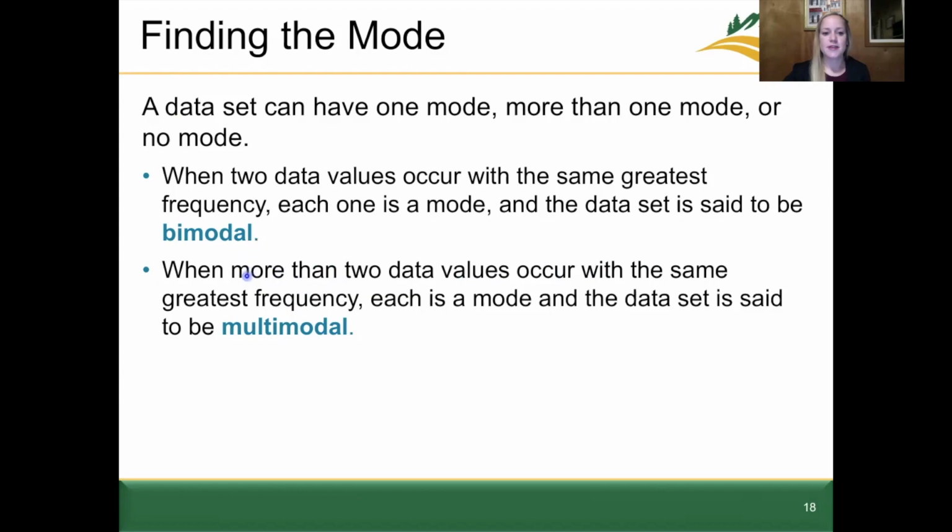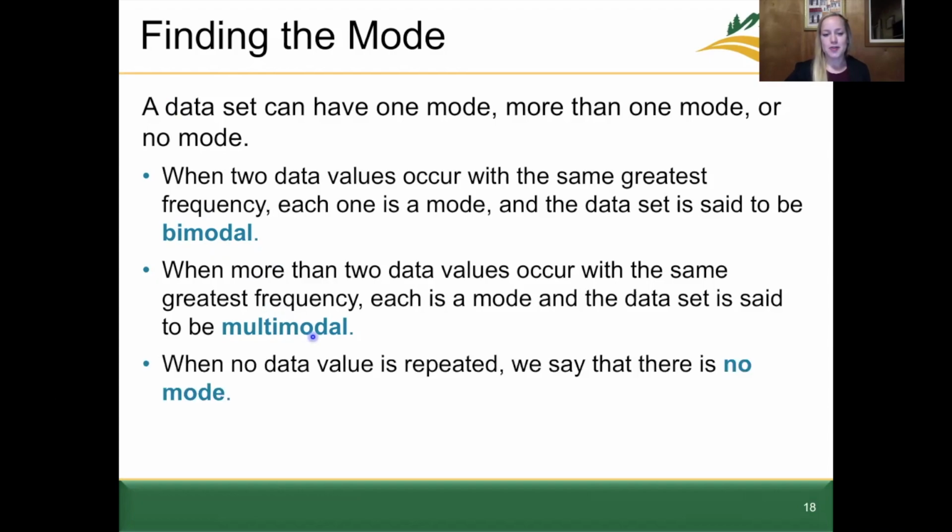Now the difference here, when we have more than 2 data values that occur with the same frequency, each is a mode, and the data set is said to be multimodal now. So bimodal, where bi means 2, and multimodal, where multi is a number greater than 2. Okay, so we can have a data set that's bimodal, it has 2 modes. We can have a data set that's multimodal, it has more than 2 modes, so it has 3 or more. We can also have no mode. This is when there is no data value that's repeated.